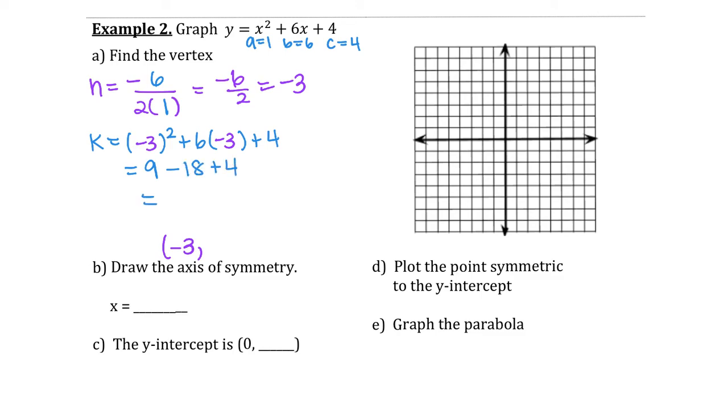If you want to put that in your calculator, you can. 9 minus 18 is negative 9. Negative 9 plus 4 is negative 5. So the y-coordinate of the vertex is negative 5. So I'm going to go ahead and plot negative 3, negative 5 on my graph, and you can sketch it.